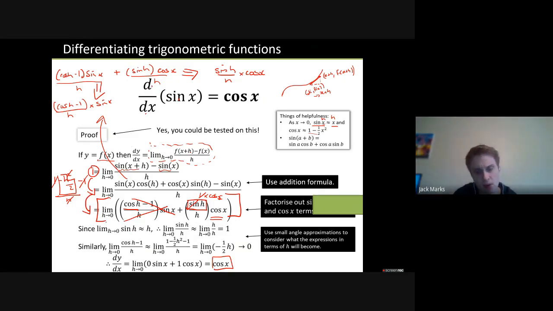Lots of mark schemes, I haven't seen it explicitly referred to that you must go through the steps of small angle approximation. It's probably adequate if you just talk about each part. So if we say that this leads to 1 and that the other part leads to 0, I think that would be satisfactory. Okay, and the final answer of cos x. That's what we need to be able to show. So this is a proof that you will be asked to do. It's very similar for differentiating cos and things like that also.